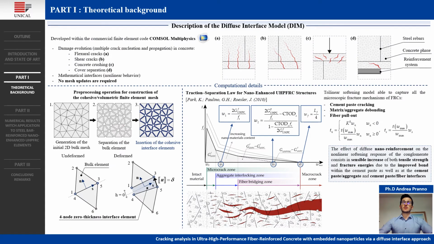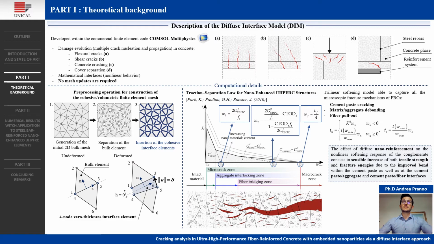The adopted diffuse interface model is implemented by using a 4-node zero-thickness element randomly inserted along all mesh boundaries. These elements are equipped with a traction separation law for non-enhanced ultra-high performance fiber-reinforced concrete. This is a trilinear softening model able to capture the tensile failure of fiber-reinforced concrete, initially proposed in Park et al. in 2010 for functionally graded FRC, and here adapted to the specific case of ultra-high performance fiber-reinforced concrete with embedded nanomaterials. In particular, as can be seen in the center of the slide, all the microscopic fracture mechanisms of fiber-reinforced concrete are taken into account, including cement paste microcracking, matrix aggregate debonding, and fiber pull-out.